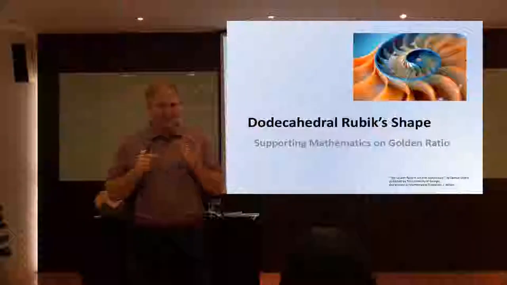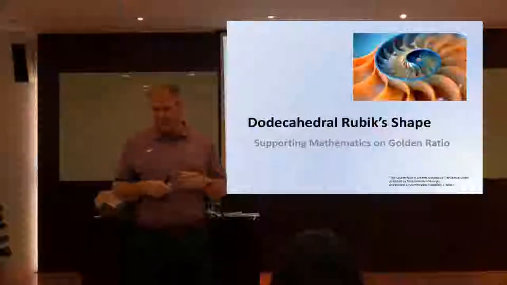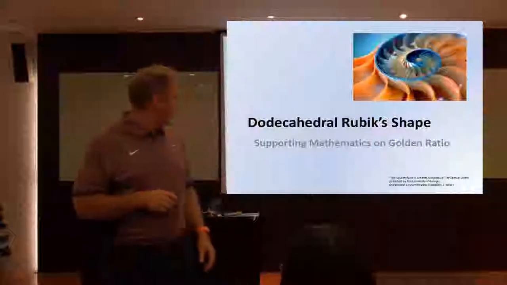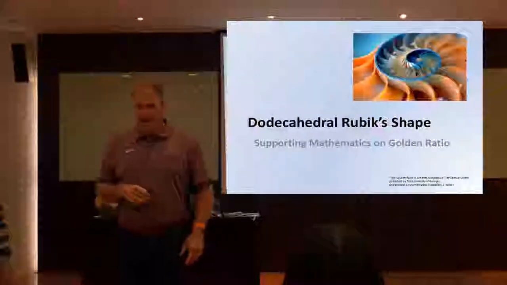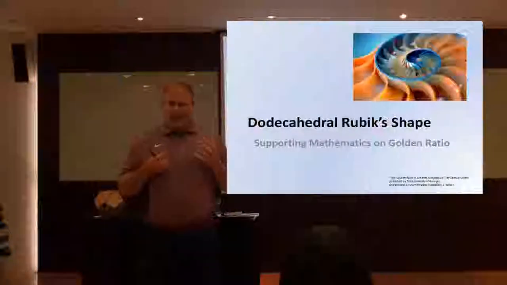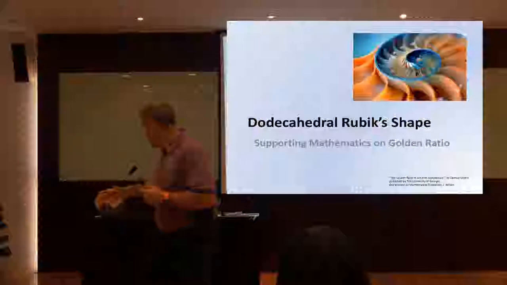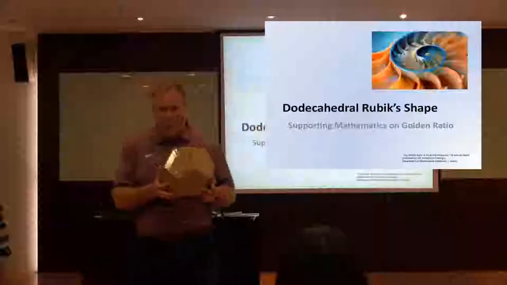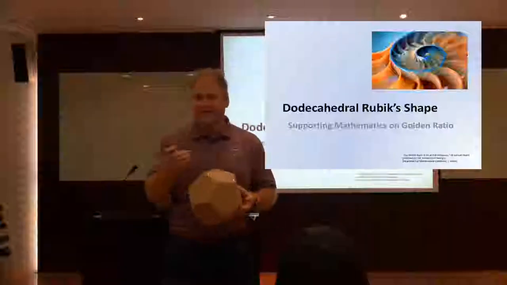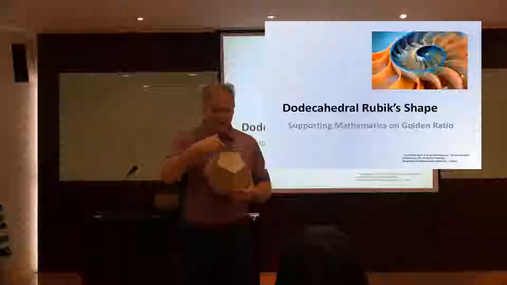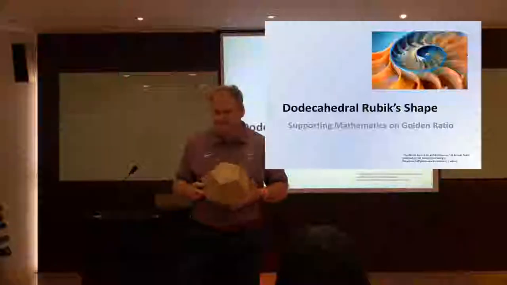What my lecture is going to be, it's going to be in two parts. So what I'm going to talk about first is what we call the golden ratio. The reason I'm going to talk about that is because I want to actually talk about this shape right here, the dodecahedron. It's a 12-sided shape made up of five-sided polygons, which are called pentagons, okay?